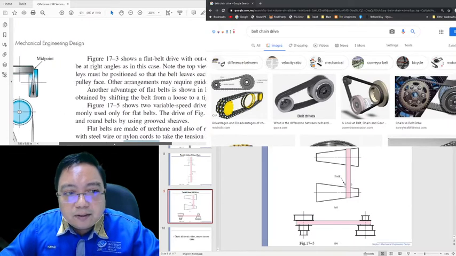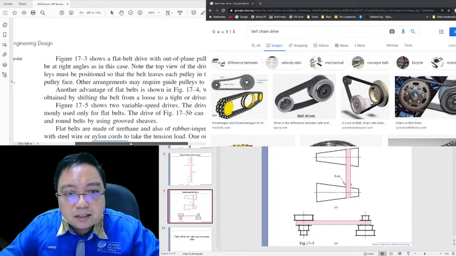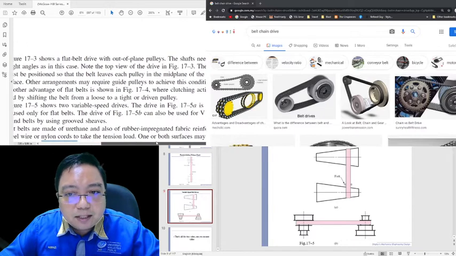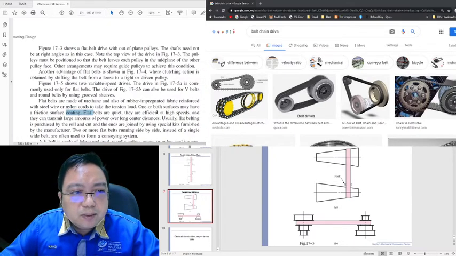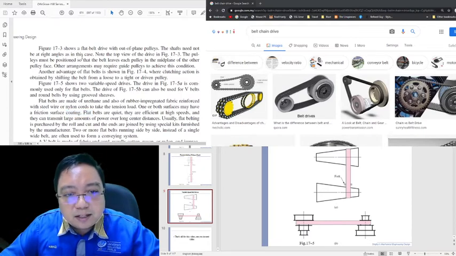Figure 17.3 shows a flat belt drive with idler pulley. The shafts need not be at right angles. In this case, the top view of the drive is in figure 17.3. The pulleys must be positioned so that the belt leaving each pulley is fully in the mid-plane of the other pulley face. Other arrangements may require guide pulleys to achieve this condition.